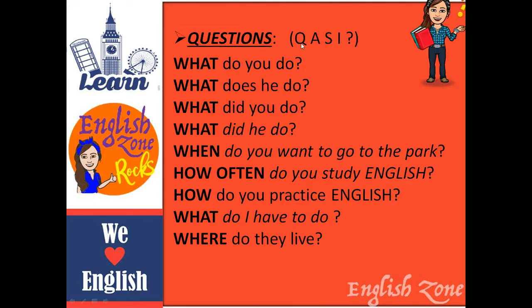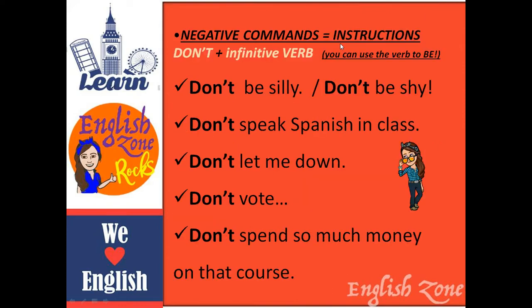Questions: question word, auxiliary, subject, infinitive verb. What do you do? What does he do? What did you do? What did he do? When do you want to go to the park? How often do you study English? How do you practice English? What do I have to do? Where do they live? Again, you must respect this formula, and the auxiliary is always with the infinitive verb.